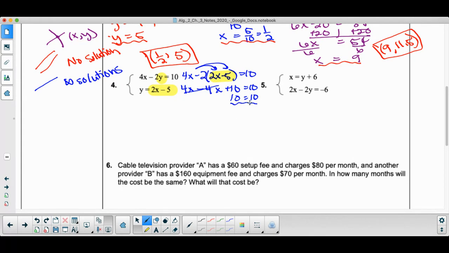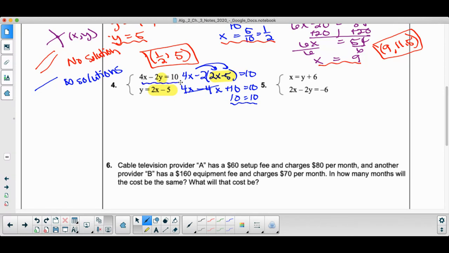This is an example. We got the same number on the left and the right. So that means we have infinite solutions. If we were to rearrange these equations to both be in slope-intercept, we would see that they're both 2x minus 5. So let's do that.